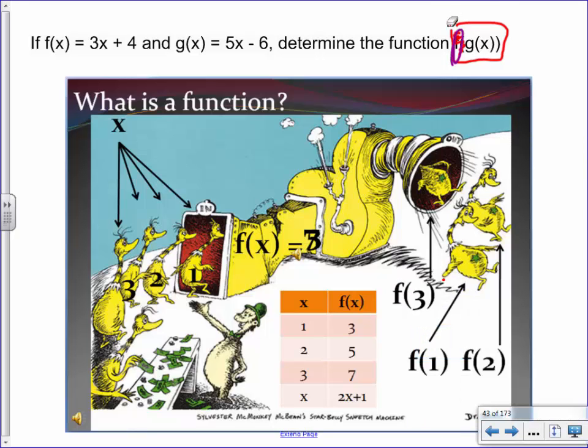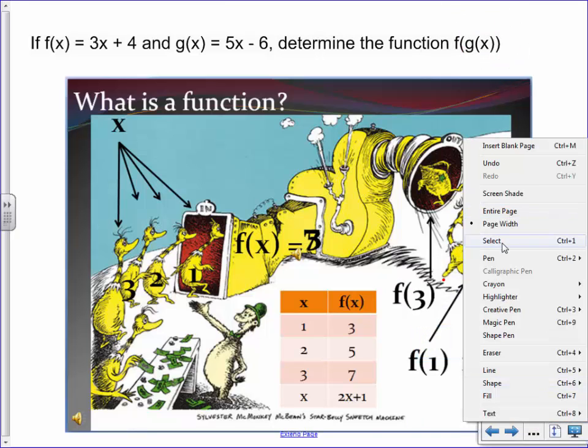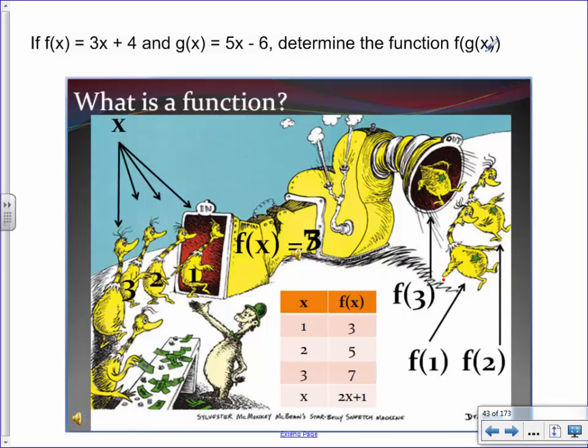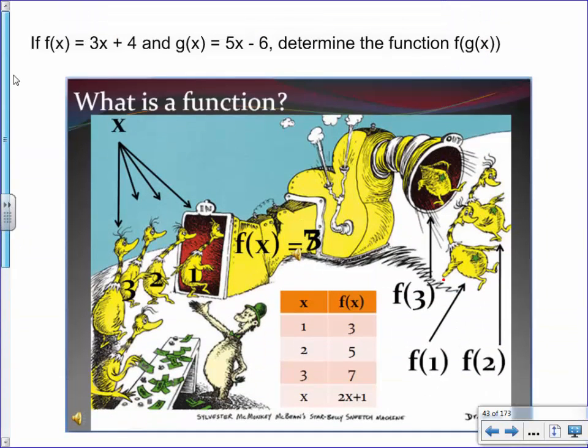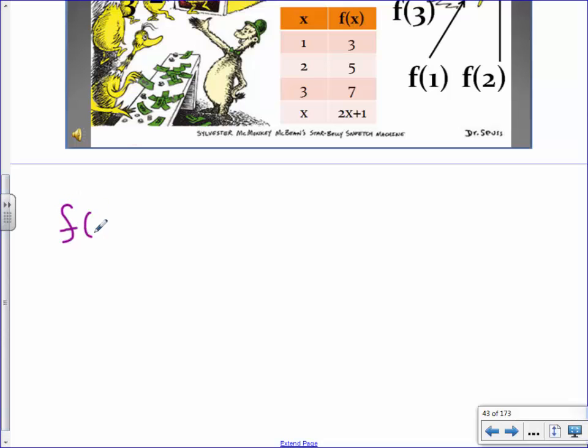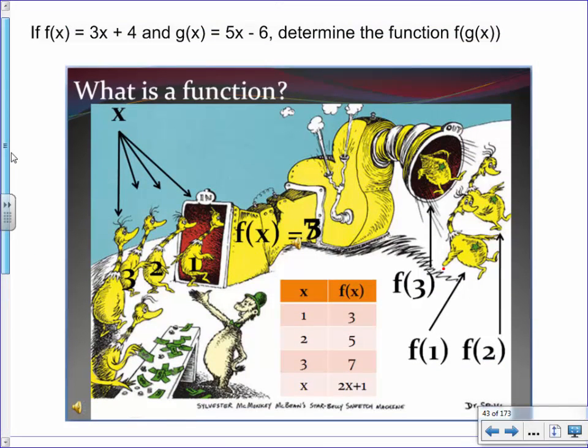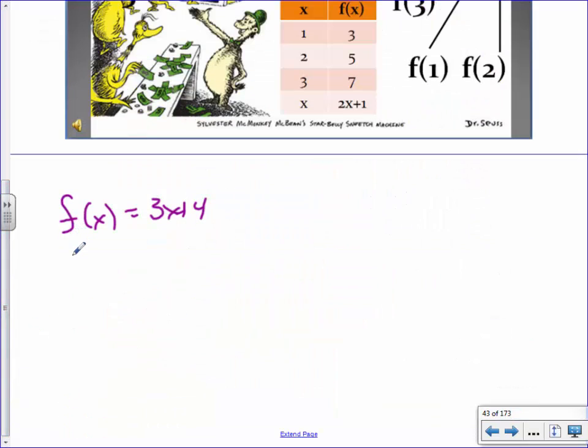Let me try that again. What this notation right here means: plug a number into the g equation, get an answer. But as soon as you're done that, immediately plug that into the f equation. So here's how this might look with an equation. I'm just going to make some more room here. What was it? It was f(x) = 3x + 4. And then the other one was g(x) = 5x - 6.